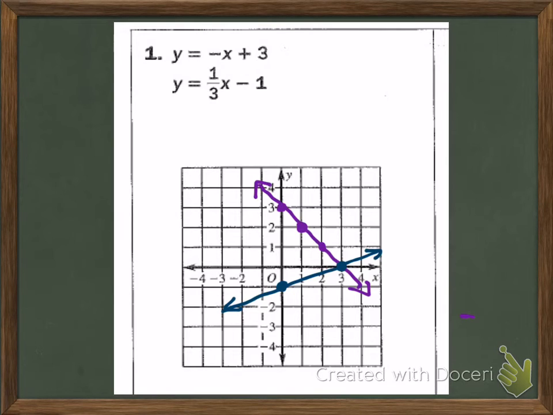The solution is the meeting point of those two lines. And so that is the ordered pair 3, 0. To be sure, we would plug in 3, 0, 3 for x and 0 for y, in each equation and make sure it works.